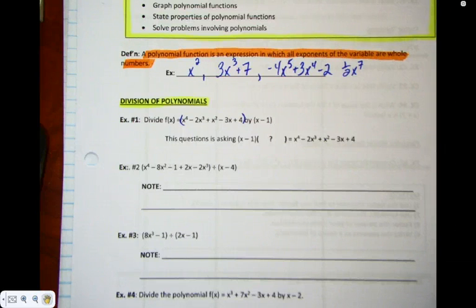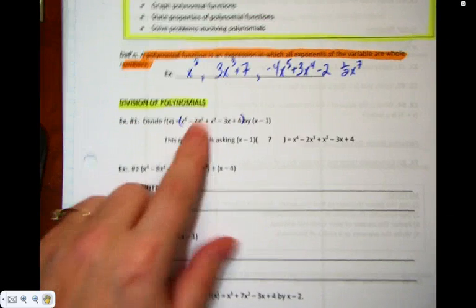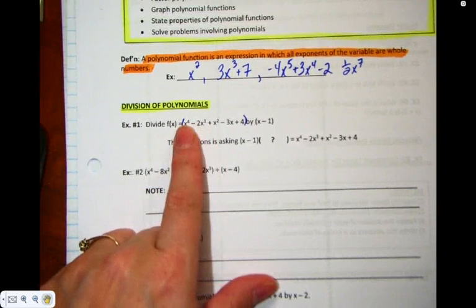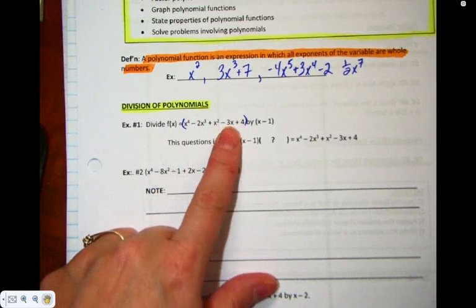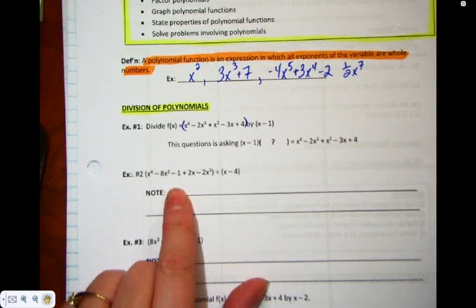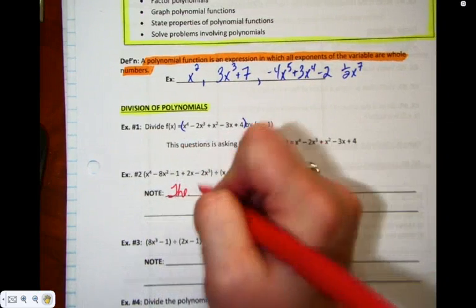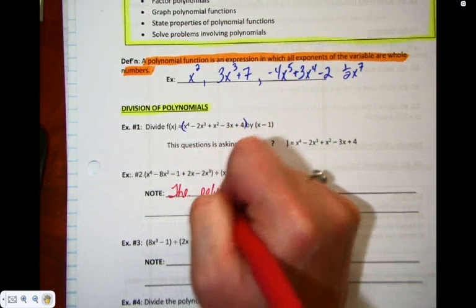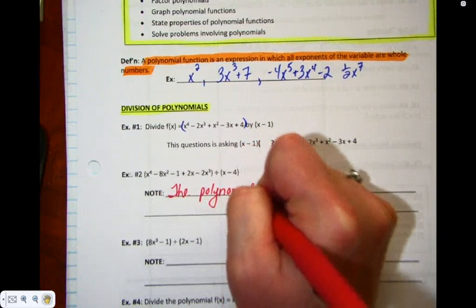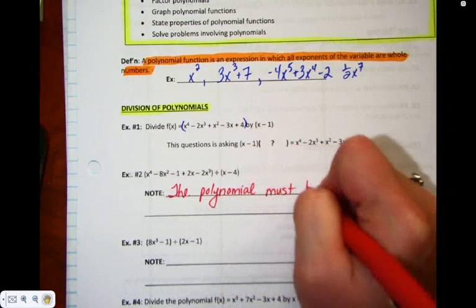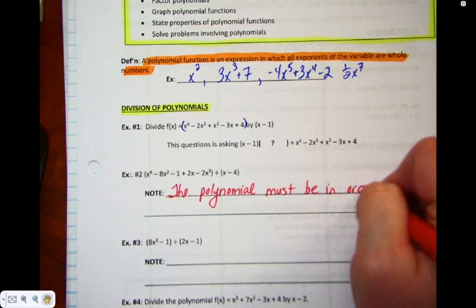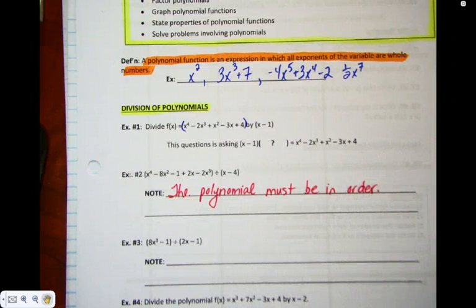There's something more to the difference between 1 and 2. What's the difference between 1 and 2? Sorry? The division, yes. What else? It's out of order. If we look at the order for the first one, it goes x to the 4, then the 3, then the 2, then x to the 1, then the constant. What's happening here? It's all mixed up. So my first note is the polynomial must be in order of the degree. The polynomial must be in order.